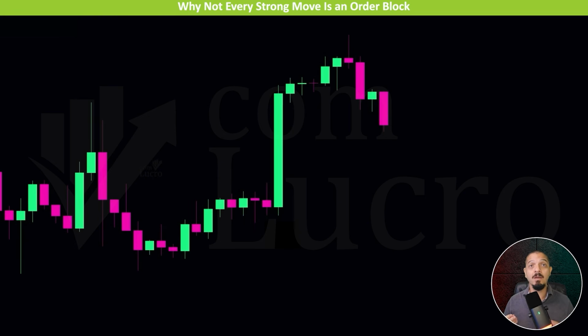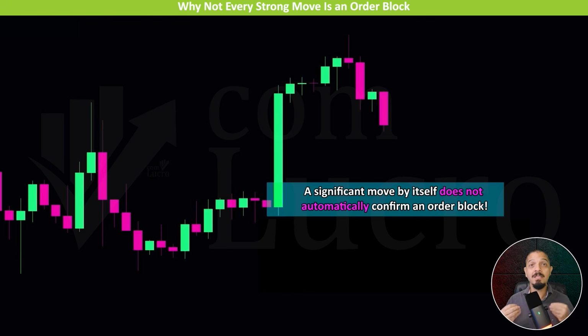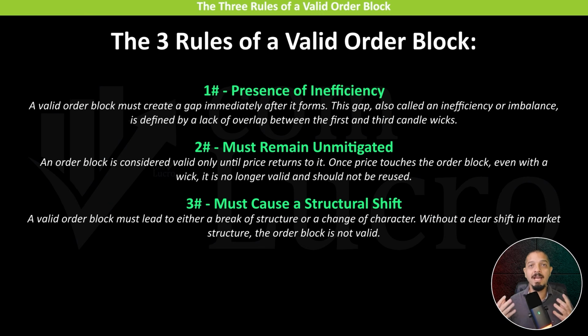Before we can work with valid order blocks, we first need to understand how to correctly identify them. Earlier, we mentioned that strong price movement away from an area can point to an order block. However, it is important to clarify that this alone is not enough. A significant move by itself does not automatically confirm an order block. There are specific conditions that must be met for an order block to be considered valid. With that in mind, there are 3 key rules used to define a valid order block. These rules are essential because without them, it becomes very easy to mislabel random price movements as meaningful structures.